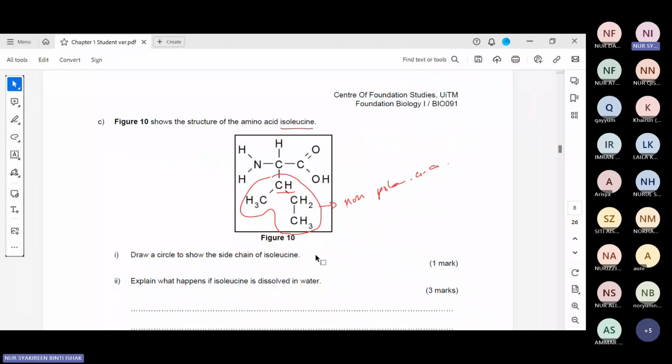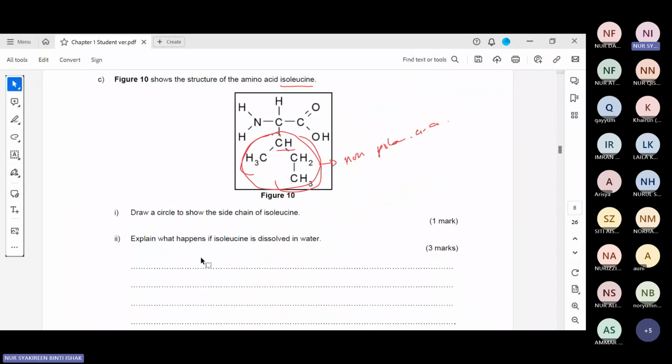Okay, so draw a circle to show the side chain of the amino acid. Saya dapatlah kat situ circle lah kan. Tapi kalau dia nak circle, cantiklah circle awak tu. Okay, circle cantik. Alright.